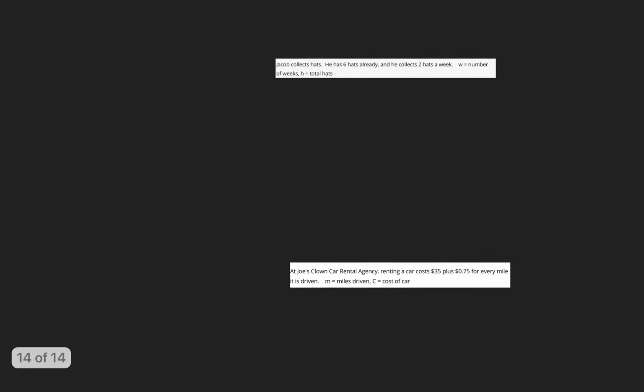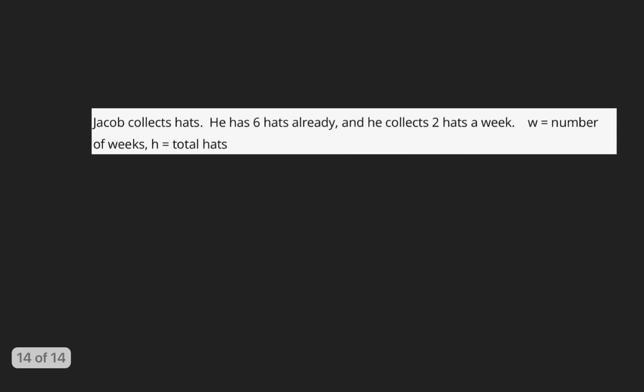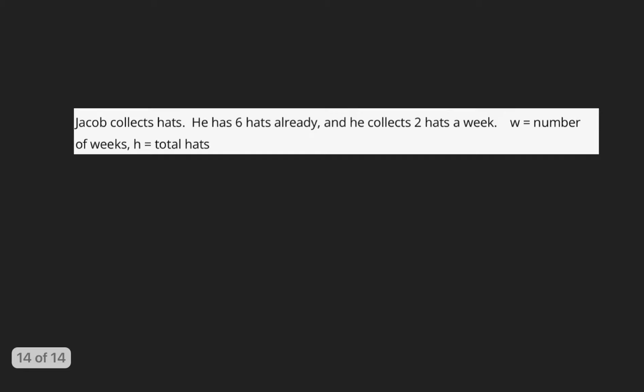So I have a quick example here. It says Jacob collects hats. He has 6 hats already and he collects 2 hats a week. And W is equal to the number of weeks and H is the total hats. Alright, now let's form our equation here. So let's equate it to W. So W is the number of weeks.